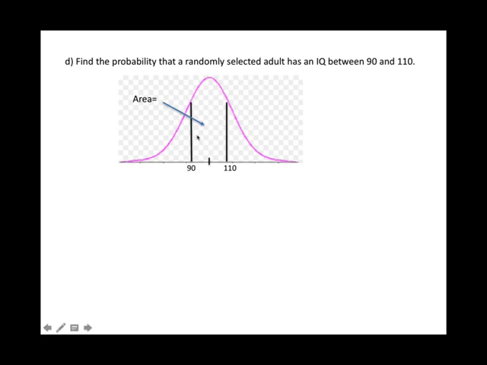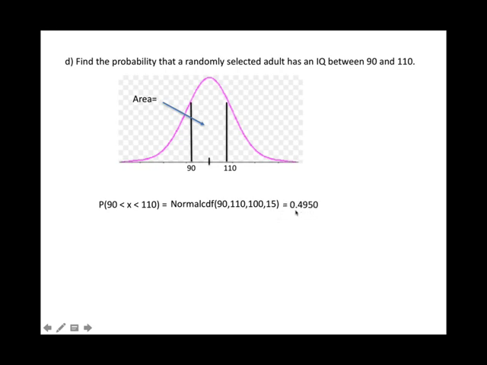So this time they gave the x, they want you to find out the area. Which one are you going to use? Are you using the normal CDF or using the inverse norm? That would be the normal CDF, right? Normal CDF. The lower value will be 90, the upper value is going to be 110. Okay, the mean and the standard deviation. So use the calculator, you're going to get 0.4950.